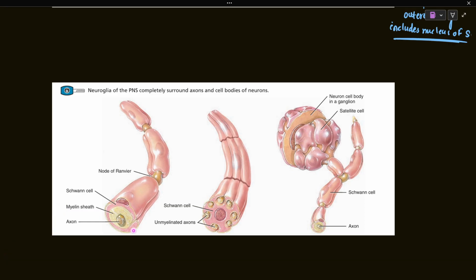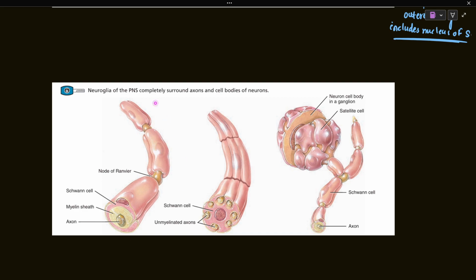So here you can see this is a single Schwann cell. Okay, this is wrapping itself around the axon, and then there will be a gap where the myelin sheath will be absent, and that is known as the node of Ranvier, and then another Schwann cell wraps itself around the axon.